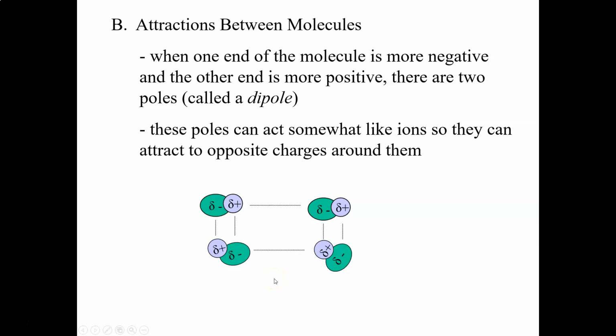Again, it's not as strong as an ionic bond. An ionic bond is full positives and full negatives holding together, right? Ionic compounds are really strong because of that. These are more attractions instead of full bonds, because we're talking about partial positives and partial negatives. So there's a difference here.